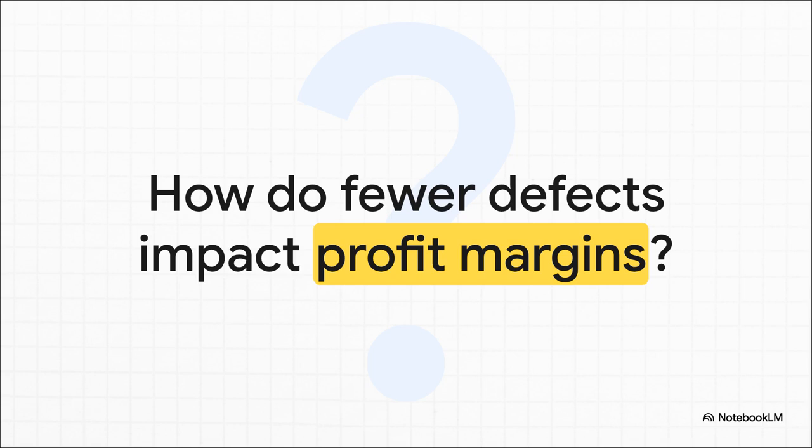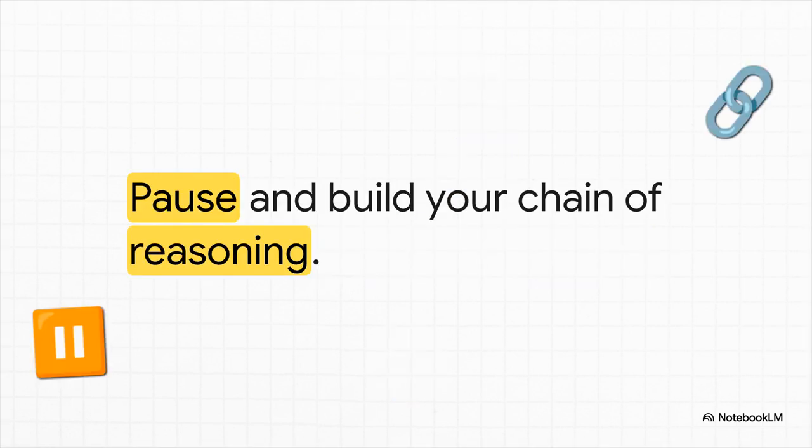So, your task here is to build that completely unbroken chain of reasoning. All right, pause the explainer again to draft your analytical chain. Think step by step. What happens immediately after a defect rate drops? And then, how does that ripple through the rest of the business?